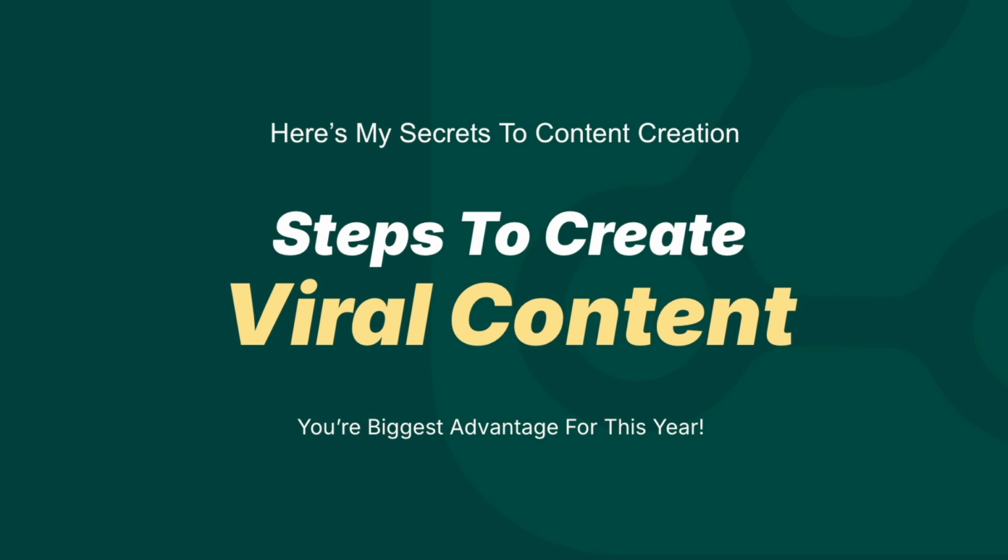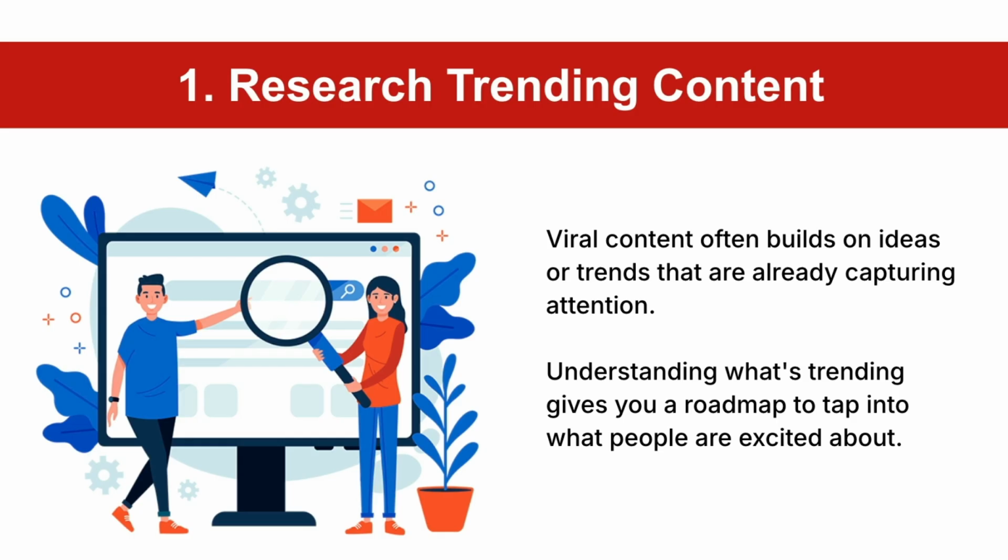So let's talk about the steps to creating viral content. The first part is researching the trending content. What I have found is there are always cycles of what content your audience will like. So what I like to do is review what my competitors are doing, and review what's gone viral in Google, in TikTok, in YouTube, in LinkedIn, and try to leverage those topics.